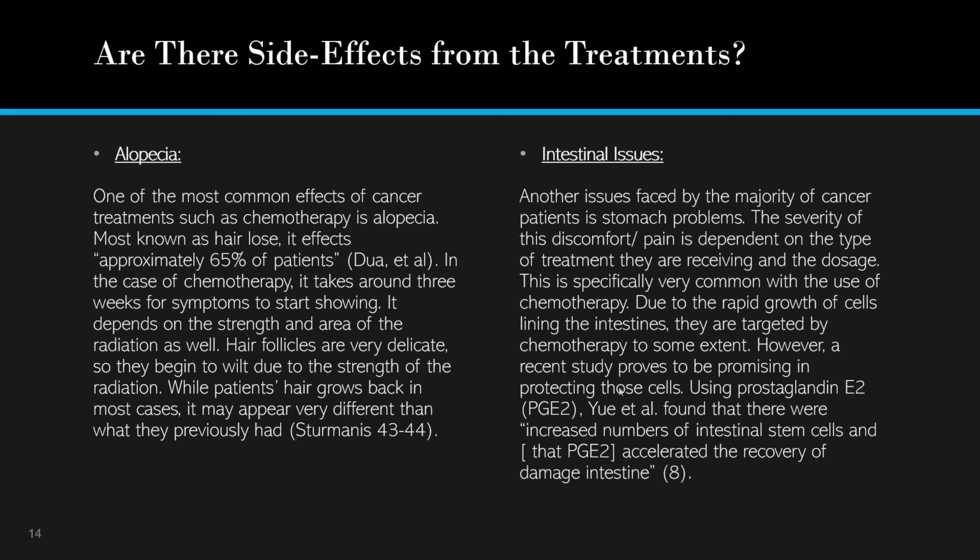Alopecia is the most common, or the most advertised, side effect of cancer. You'll see commercials where the women don't have hair and they're talking about cancer. Well, it affects approximately 65% of patients, and it takes around 3 weeks for symptoms to start to show after starting chemotherapy. This is due to the harsh chemicals from that treatment. The hair follicles are so delicate that some people do lose their hair follicles forever and cannot grow any back, but most people can.